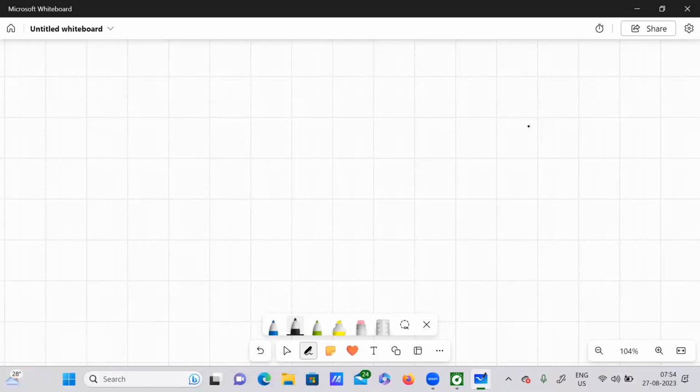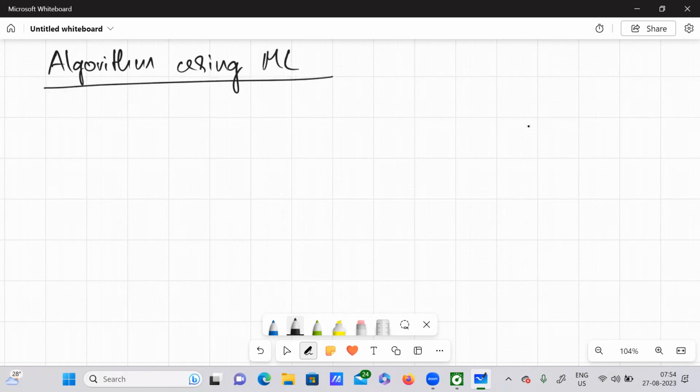Hey everyone, this time I'm going to talk about how to write an algorithm using a machine learning model, using machine learning, ML. So how to do that? This time I'm also going to take the same example, the spam filter. But before that, I just want to explain a normal workflow: how can you write an algorithm using ML?